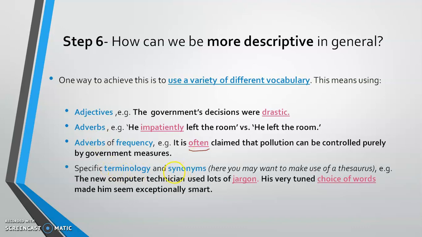Specific terminology and synonyms. Try to employ more synonyms in your writing in order to avoid repetition and make your writing more descriptive. Here you may use something we call a thesaurus. You may find it on certain websites or certain applications. Example, the new computer technician used lots of jargon. His very tuned choice of words made him seem exceptionally smart. The words jargon and choice of words have almost the same meaning, and this gives us a variety of description.